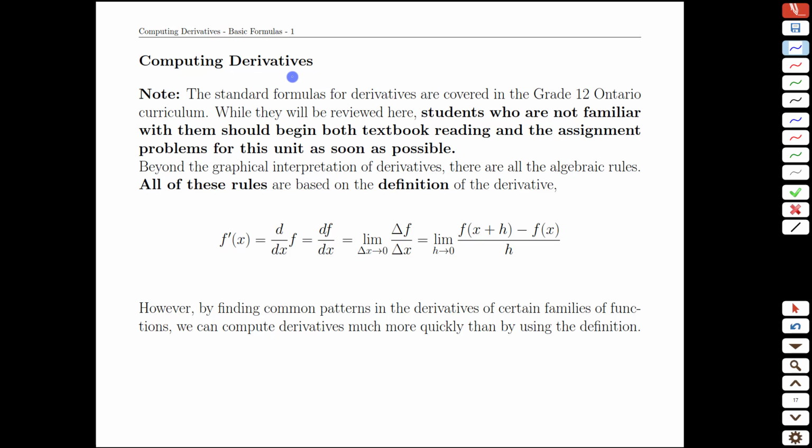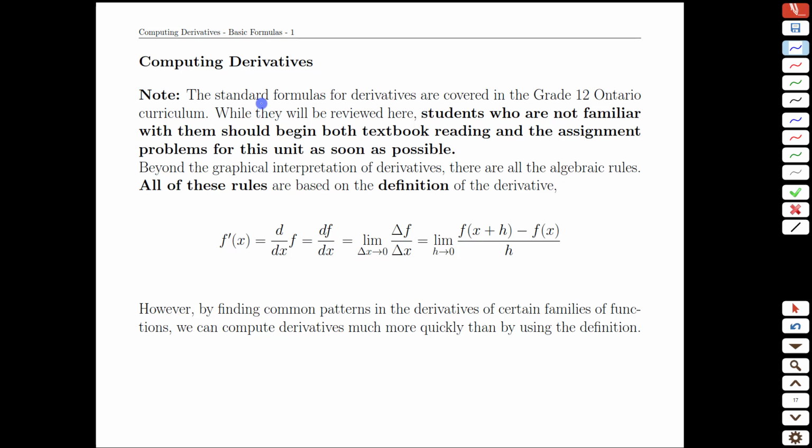In this video, we're going to look at derivative rules, looking more at the algebraic or formula-based side rather than graphical, which is where we spent most of our time. Note that the standard formulas for derivative calculations are covered in the grade 12 Ontario curriculum, so we're going to review them here, but it is going to be at a fairly aggressive pace. If you are not familiar with these, I would encourage you to dive into the textbook right away and just do as many examples as possible, ask as many questions as you need to ask to clarify the ideas.